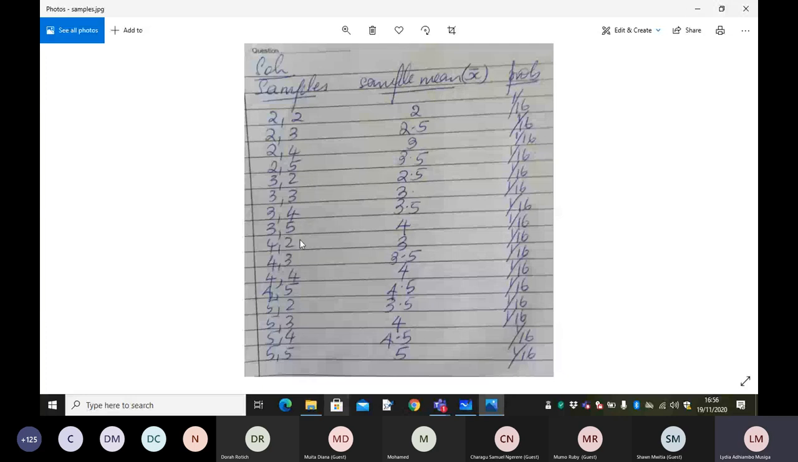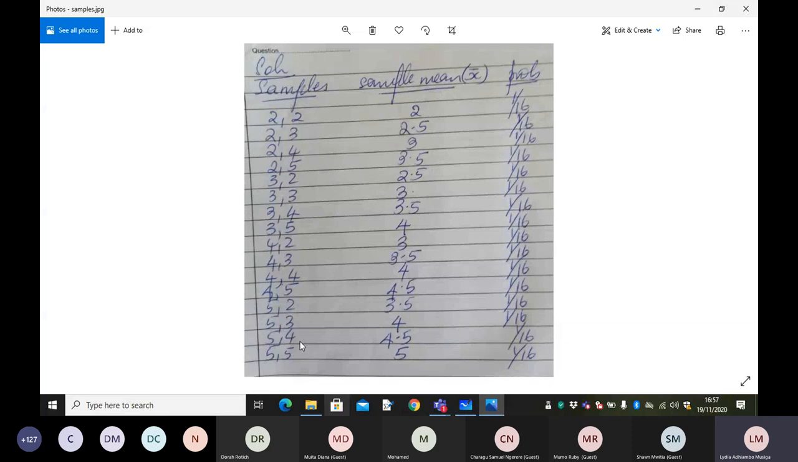When we pick four first, it can go with two, four and three, four and four, four and five. Likewise five can go with two, three, four, and five. So those are the samples that we can obtain. And you can see that they should be 16 because the population is size four. 4 raised to power 2 is 16.